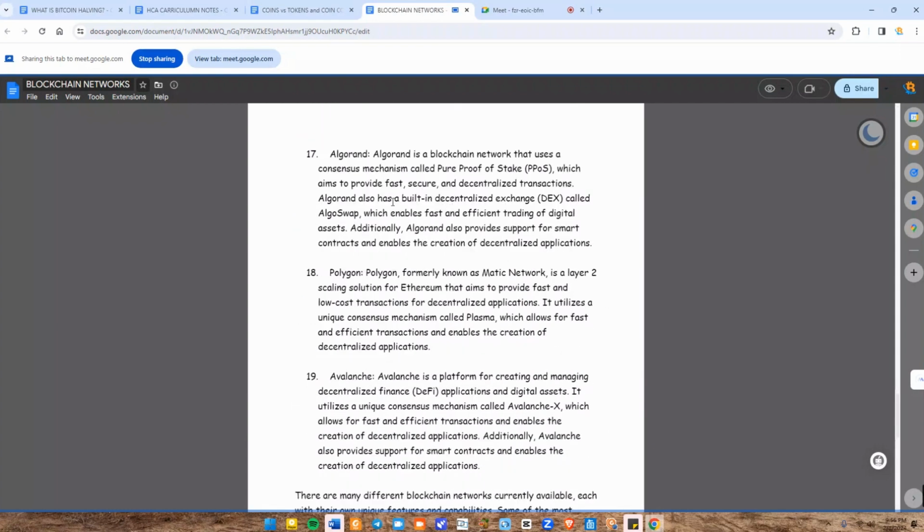Now we have Algorand, we have Polygon, we have Avalanche. So there are so many blockchain networks, and we cannot look at all of them. But like you've seen, most of them are focusing on fast, secure, and cheaper transactions, and others on decentralized applications. So they are basically the same, but in a different way. Some are cheaper, some are faster, some are expensive, some are more secure. They have a different tweak.